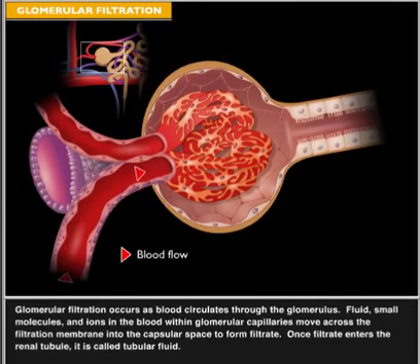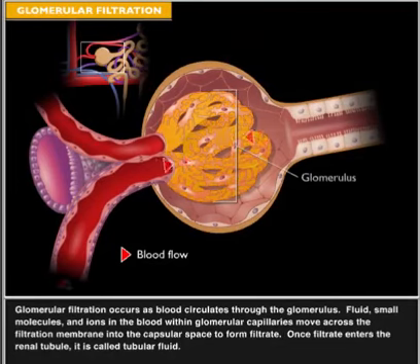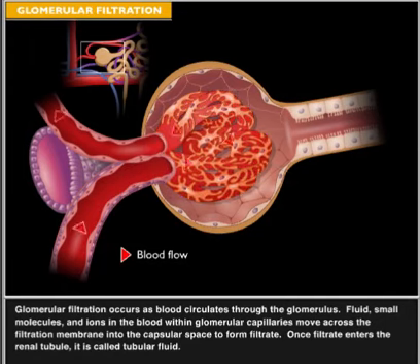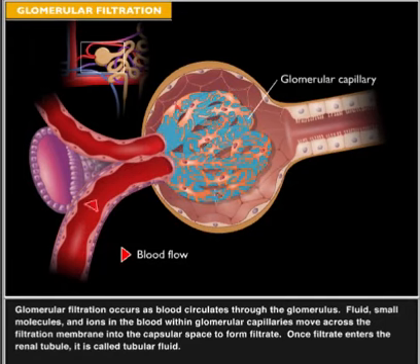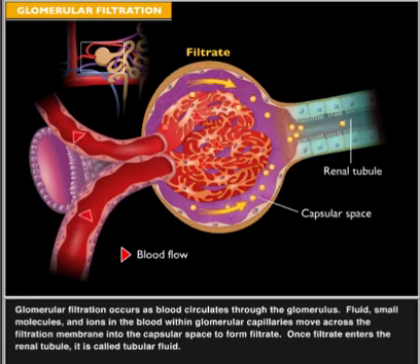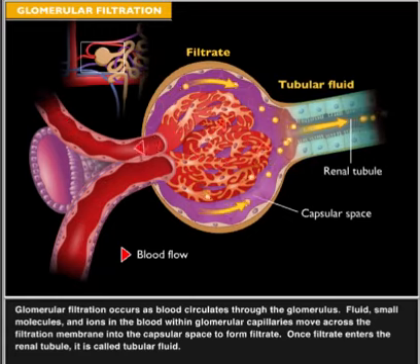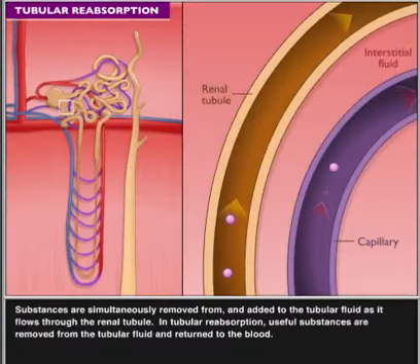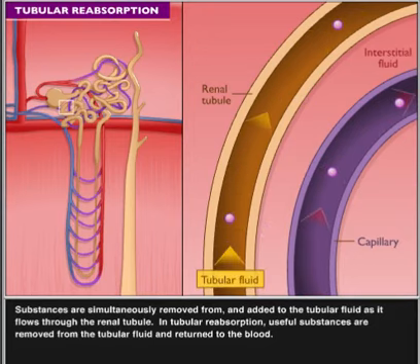Glomerular filtration occurs as blood circulates through the glomerulus. Fluid, small molecules, and ions in the blood within glomerular capillaries move across the filtration membrane into the capsular space to form filtrate. Once filtrate enters the renal tubule, it is called tubular fluid. Substances are simultaneously removed from and added to the tubular fluid as it flows through the renal tubule.